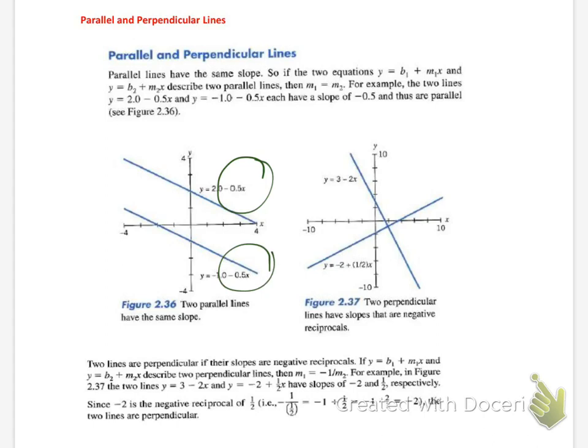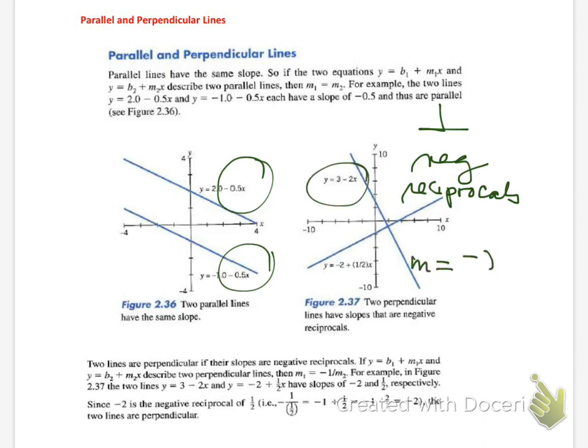Then look at perpendicular lines. Perpendicular lines, their slopes are negative reciprocals of one another. So if this slope is negative 2, the other slope will be the negative reciprocal. So negative negative 2 is a positive, and the reciprocal is flip it over. So that other slope is going to be 1/2.